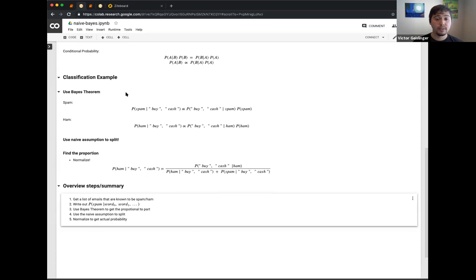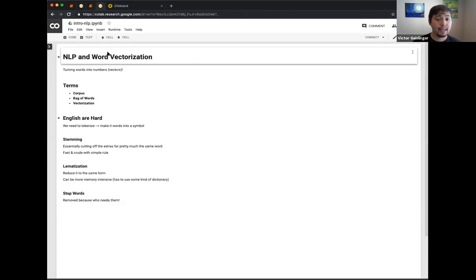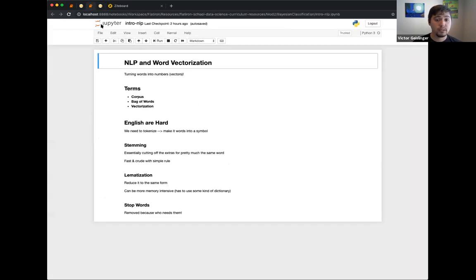So this finishes up naive Bayes, but now we say, okay, that's cool, but how do we actually do this part? And we can use something called NLP, which stands for natural language processing. Okay, which is the second half of the curriculum for this section, basically how do we get the words into some mathematical entity so we can actually do probability and quickly use stuff with it.